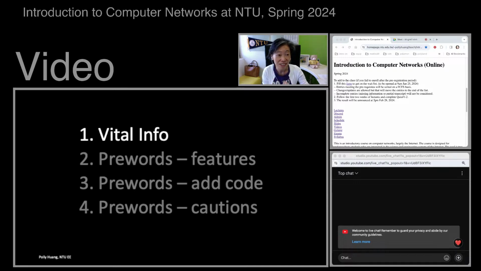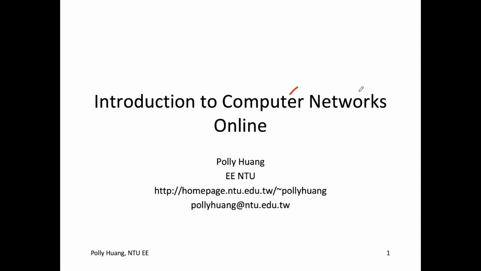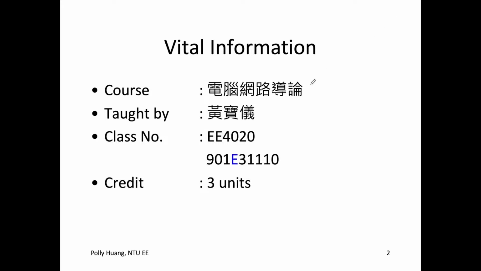So here's the video. This is Introduction to Computer Networks. I'm going to be your instructor for the semester. The name is Polly Huang, and feel free to call me just Polly. I'm listing here the name of the course and my name in Chinese, just in case. The course number is EE4020, indicating this is an EE Department, high division, elective course. This number here is the class ID, the curriculum ID, 901 E31110.